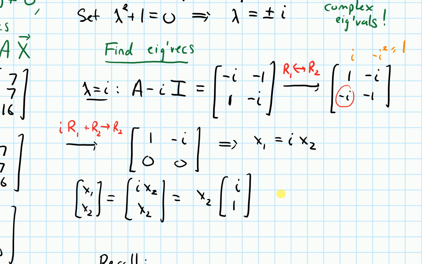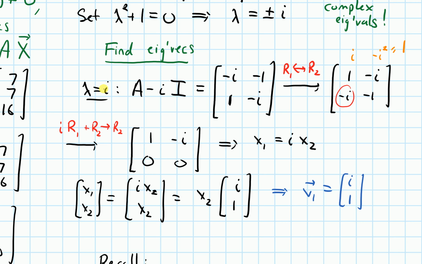And now I can form my eigenvector. I'll call this v1 for my first eigenvector. So maybe I'll let x2 be 1. And if we do that, we get (i, 1). We can basically let x2 be whatever we want as long as it's not 0 and get an eigenvector. So we have an eigenvector that goes with this eigenvalue, lambda equals i.